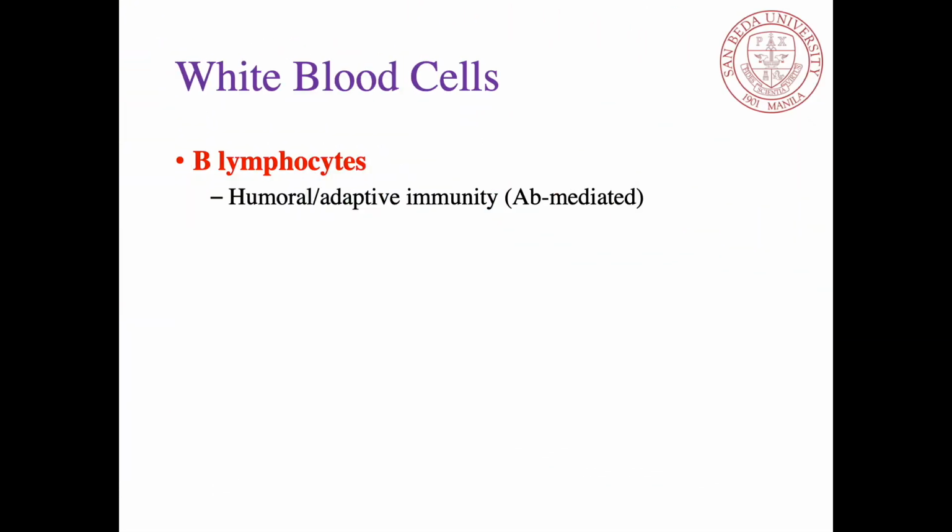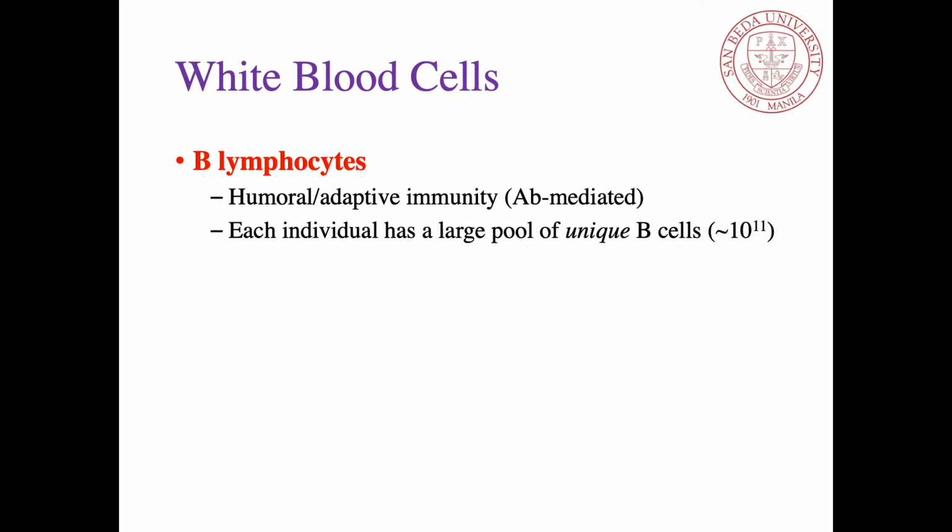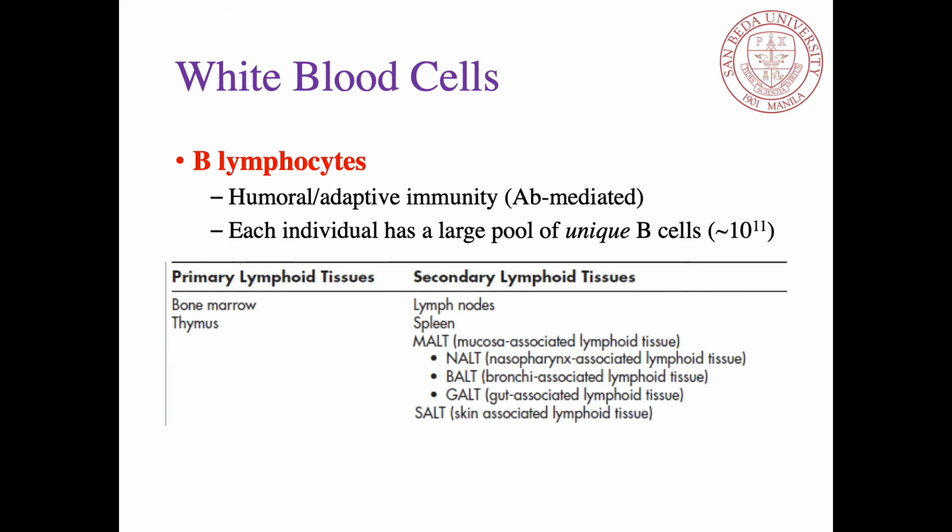Okay, so I guess I should segue the discussion now onto B lymphocytes, which, as you know, are involved in humoral immunity, and this is actually the antibody-mediated arm in the adaptive immune response. Now, each individual has a large pool of unique B cells, and this is usually in the order of 10 to the 11, or 10 raised to the 11th power. And here are locations wherein you can find B lymphocytes. You can actually review them, and these, I believe, have already been covered to some degree in basic histology.